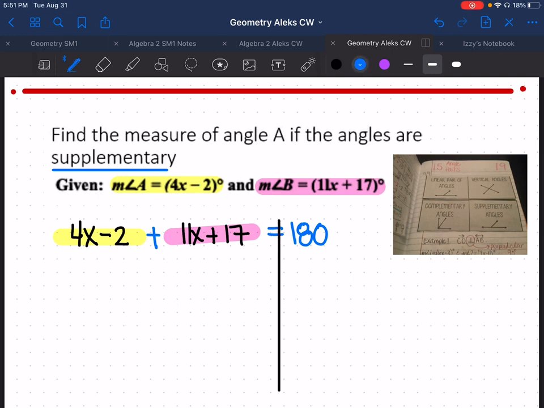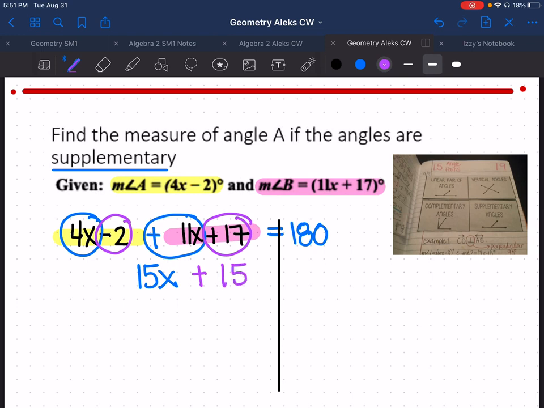I'm going to go ahead and combine my like terms. I'm going to combine together the x's. 4 plus 11, which is 15x. And then I'm going to go ahead and do negative 2 plus 17, which is positive 15. Let me just double check. Yep. All right, I have my x alone on one side.